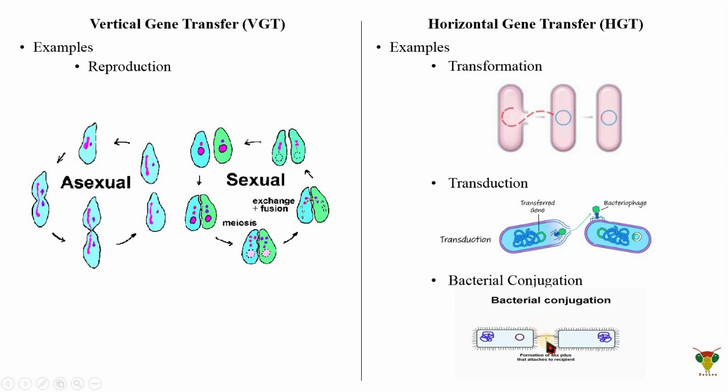But there is a difference between transformation and bacterial conjugation. What is the difference? You can see there is no sex pilus between them. There is no connection between them. Genetic information is transferred from one cell to another cell through the surface. But in bacterial conjugation, a sex pilus, a connection, is formed. This is the main characteristic feature of bacterial conjugation that differentiates it from transformation.